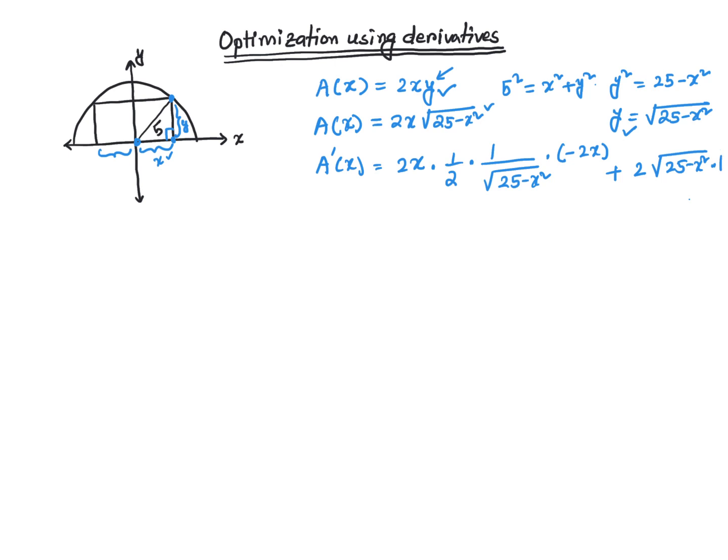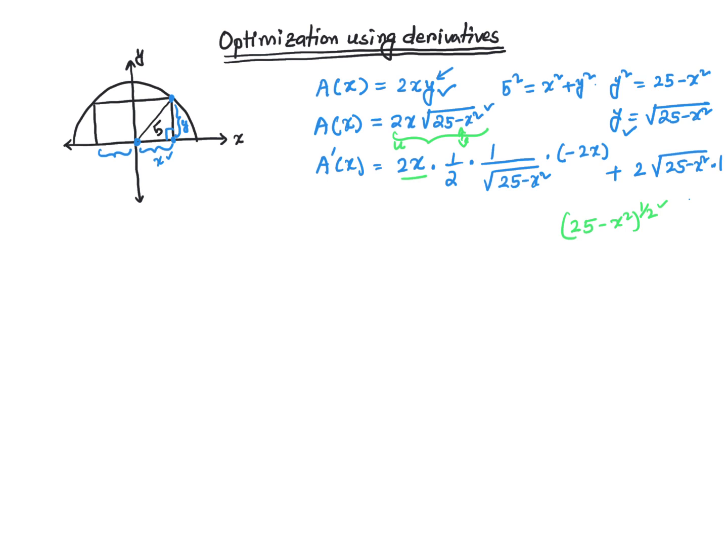Let me quickly break down what I have done here. I have done a couple of things in one step. I have used the product rule to take the derivative of it. My u is 2x, and my v is the square root of 25 minus x squared. So u times the derivative of v. The derivative of the square root of 25 minus x squared is the same as the derivative of 25 minus x squared to the power 1/2, because square root is to the power 1/2.